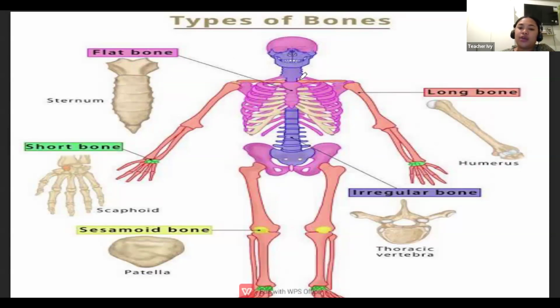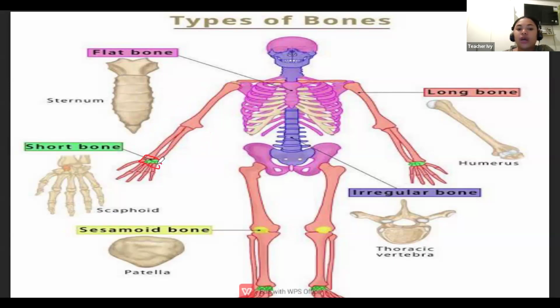So as you can see here, we have the scapulae, the humerus, the radius and the ulna, the femur, and then the fibula and the tibia. These are our long bones. Now for the short bones, we have here the green in color.